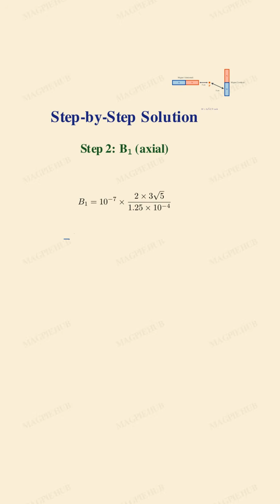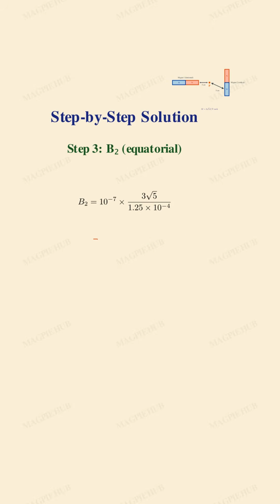Step 2. Point P is on the axial line of magnet 1. B1 equals 10 to the minus 7 times 2 times 3√5 divided by 1.25 times 10 to the minus 4. This gives 4.8√5 times 10 to the minus 3 Tesla.